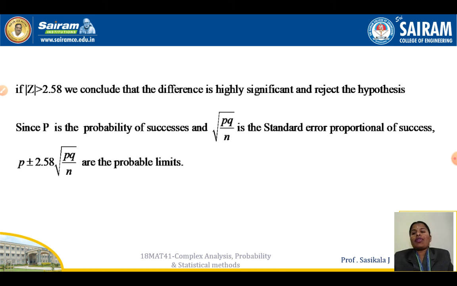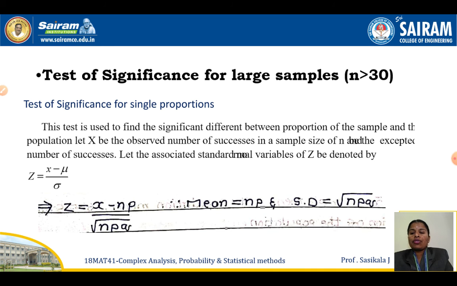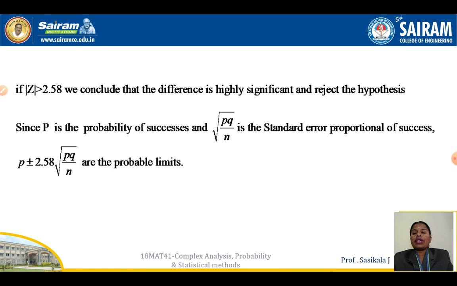So this is the formula to find your Z value. If the modulus of Z is greater than 2.58, we conclude that the difference is highly significant and reject the hypothesis. Since capital P is the probability of success and the square root of PQ by N is the standard error of the proportion of success, then P plus or minus 2.58 times the square root of PQ by N are the probable limits.